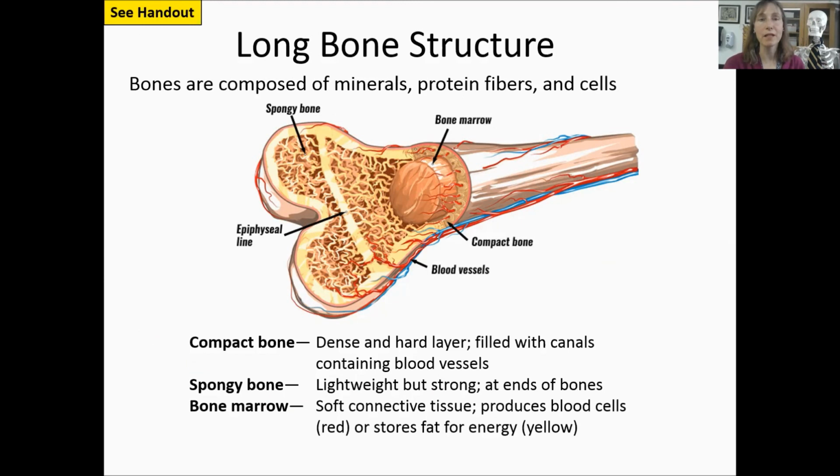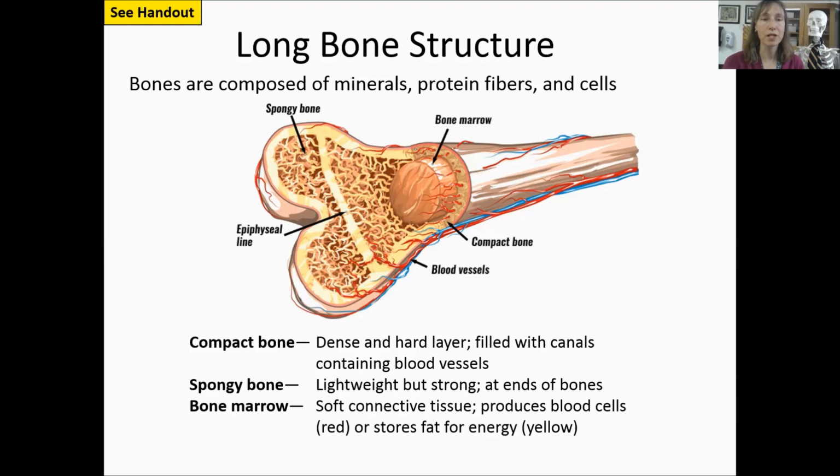Bones are made of minerals, that's again the calcium and the phosphorus, protein fibers, that's the collagen I talked about, and the living cells. So in your textbook, it talked about three main parts. There's the compact bone, and here in my picture, that would be the part that looks very solid, very dense and hard. It's kind of shown as yellow. And you can see that there's blood vessels in that. That's kind of the outside part, like the bread of a sandwich.